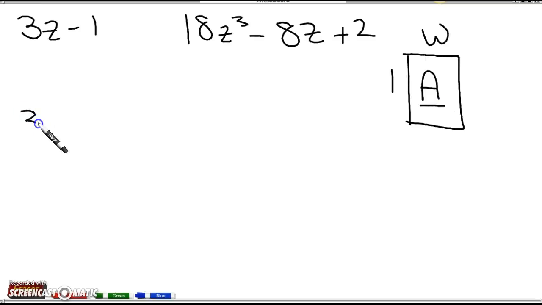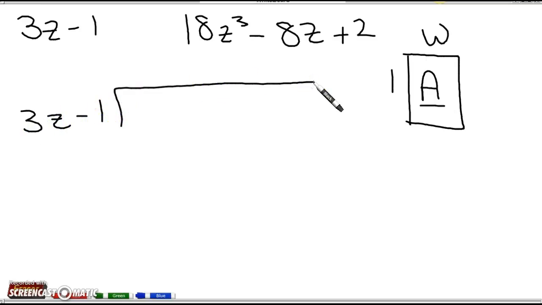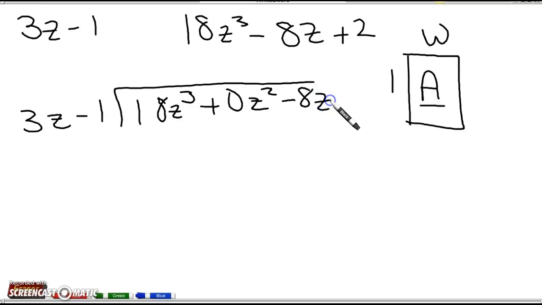So I have 3z minus 1 divided into the area. The thing about dividing polynomials is that I have to make sure I have all terms. Here I don't have a z squared term, so I have to make sure I put it in when I divide, because that place value still needs to be filled.